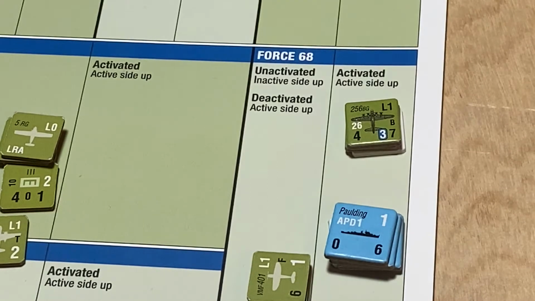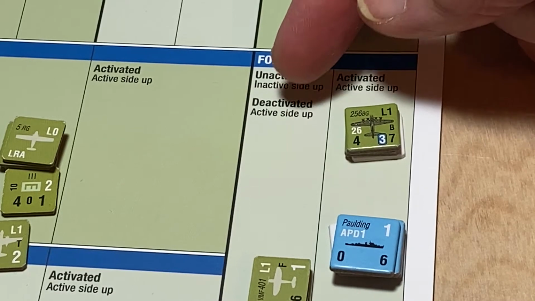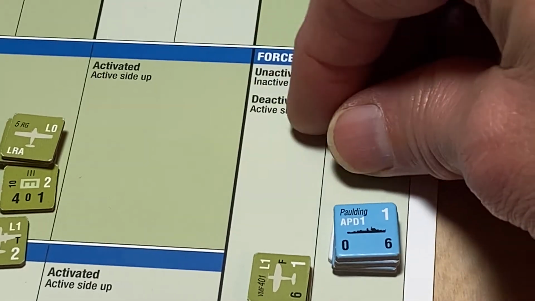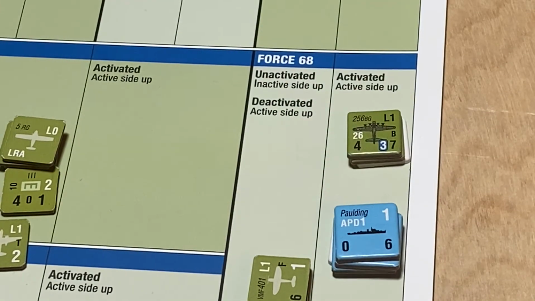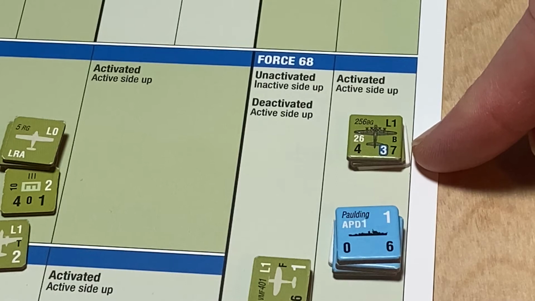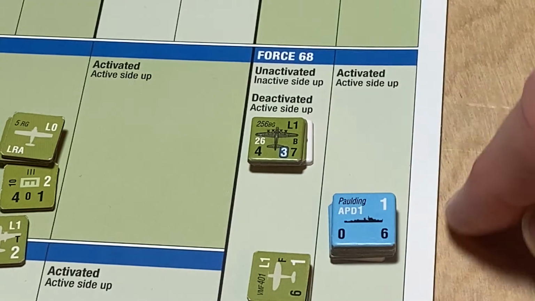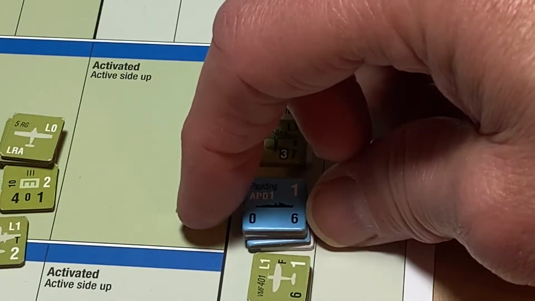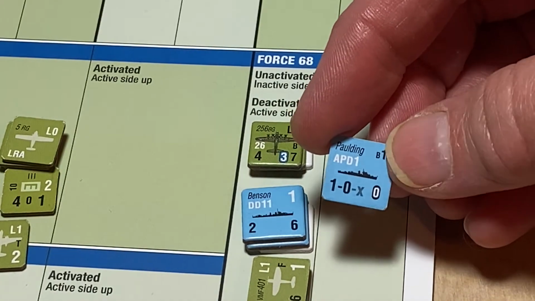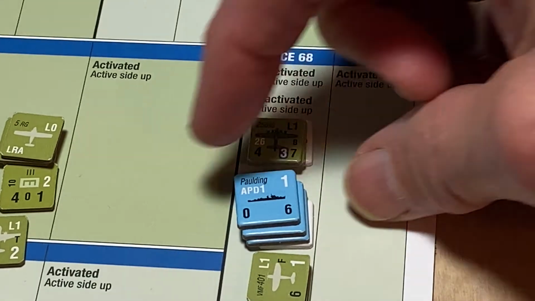So that's what this is: unactivated, inactive side up; deactivated, active side up. So as you finish the operation, you come into your base or into port or into anchorage, and you'll leave them active side up and slide them over to this side of whatever force they're part of. Same with the ships. It's a little weird with the ships because this is the gunnery side, but the way I play, this is inactive, and then you flip it over so you know they're active.